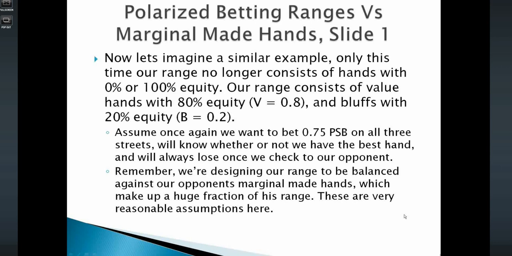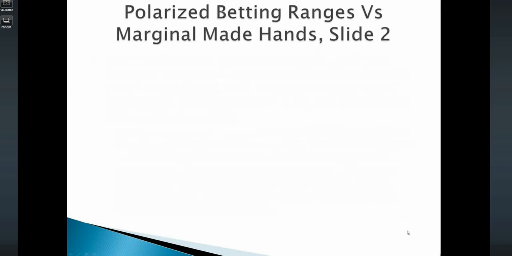There's going to be different board textures where you're going to have more or less equity with value hands or more or less equity with bluffs, but nevertheless, this is a more accurate representation of how it will actually work than the previous model. Polarized betting ranges versus marginal made hands, slide 2.